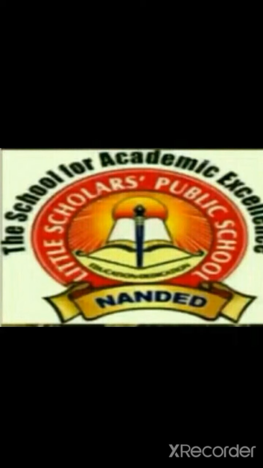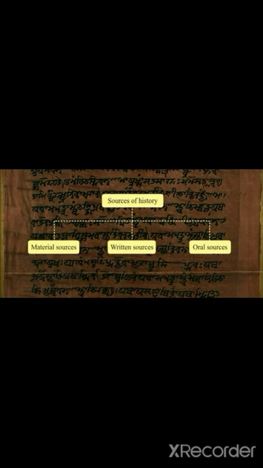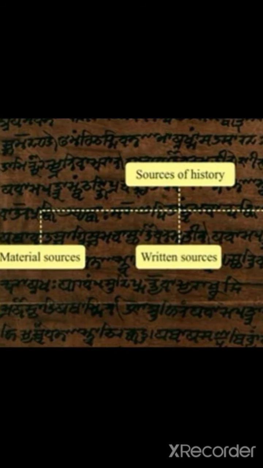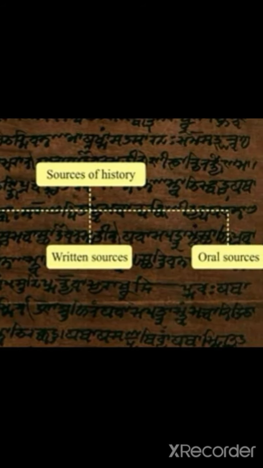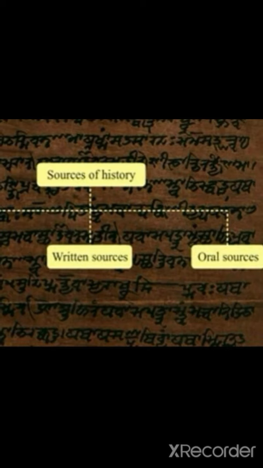As we started in the previous session, the second chapter of history is the sources of history. As I told you children, there are three kinds of sources of history: material sources, written sources and oral sources. In the previous session, we completed material sources. In this session, we are going to see the written sources.